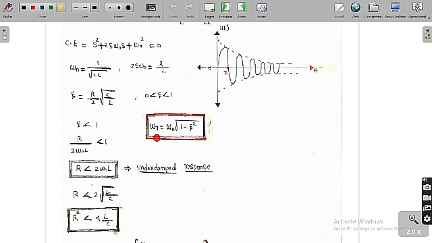Therefore the resonant frequency is equal to omega n into the square root of 1 minus zeta squared, where omega n is called the natural frequency. As the current is going to get damped, if you give a DC source, the current is going to get damped in this manner.